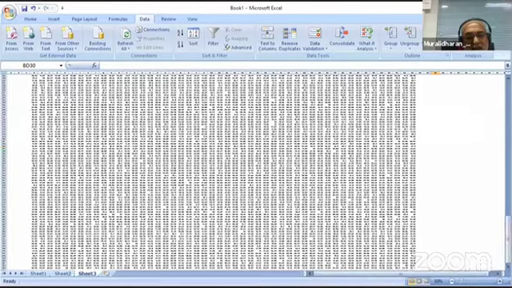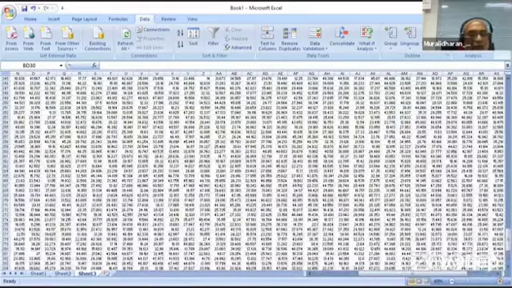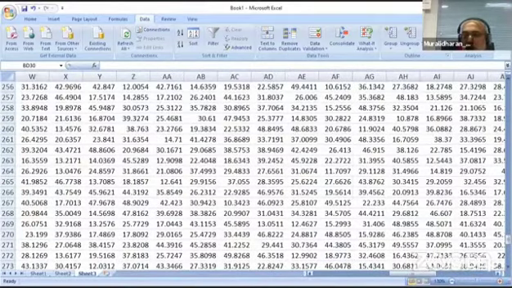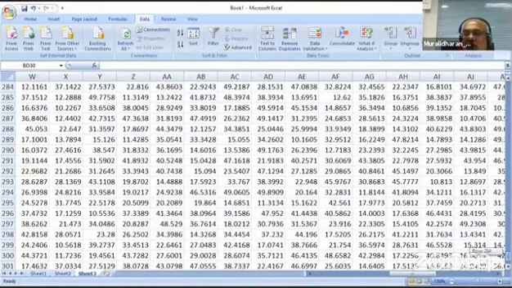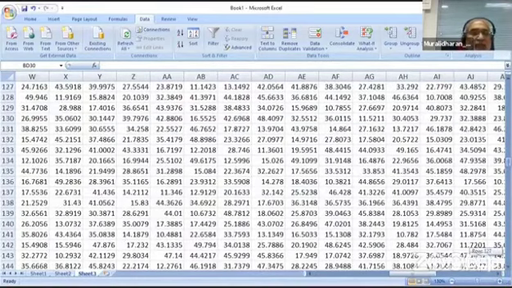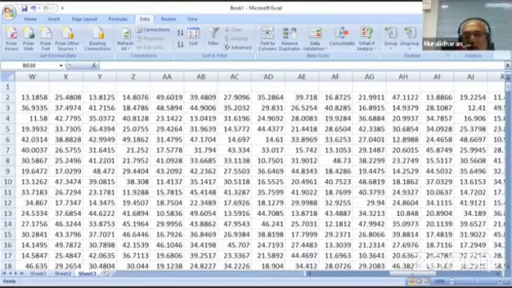Let me again magnify this. Okay, so you can see the sample size is somewhere around 303. So again, how do you treat this spreadsheet? That will depend on what size and what number of variables. Right now, again, I am going according to the presentation which I had shown you.